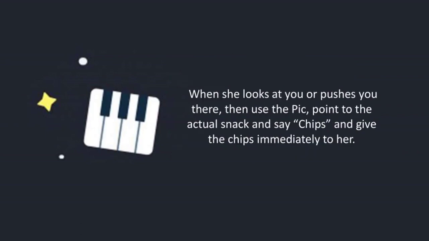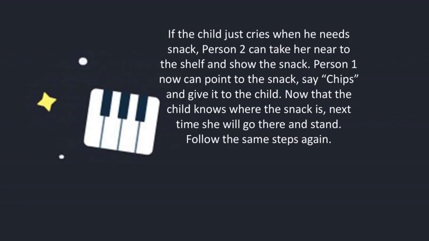So child tries to look at you when he wants the snack. When she looks at you or pushes you there to the kitchen shelf, then point to the actual snack and say chips, and give the chips immediately to her. Don't give any pause or any wait time. If she pushes you, or if she shows the need to get the snack from you, you have to point and say chips, and then you have to give it to her.